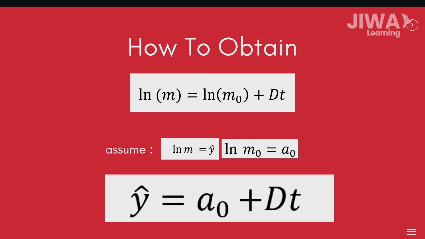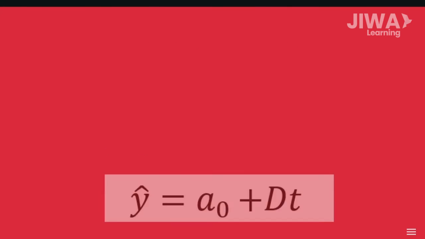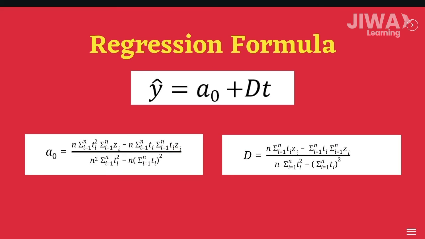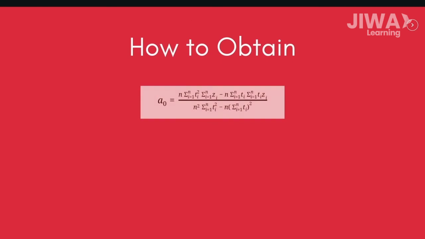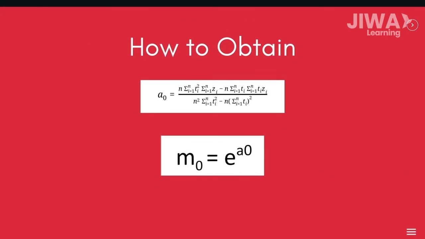Then we can restate this equation into this form. Now as you can see, this equation is similar to the simple linear regression equation, therefore we can solve this equation with the linear regression formula below. By the time we are done calculating the values of a0 and d, we can obtain the value of m0 from this equation.